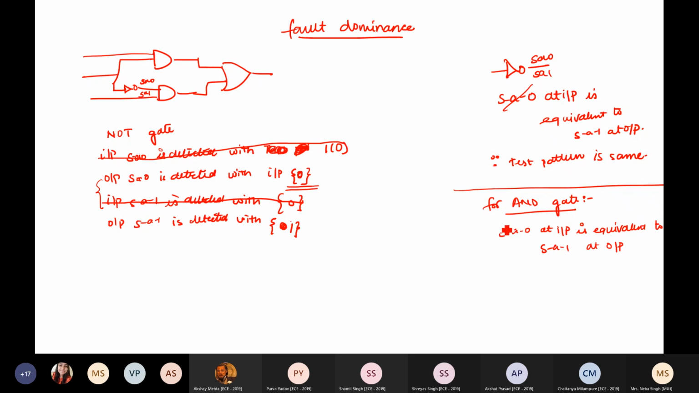Hence we collapse the stuck at 0 fault at input. Why are both there? Because we wrote test patterns for stuck at 0 and test patterns for stuck at 1. The same test pattern will be able to detect both the faults. Therefore, we say that the faults are equivalent. So we collapse the stuck at 0 faults at input. Right? So the stuck at 0 fault will be removed from here. It was existing at the output of the NOT gate, but then it will be eliminated for this reason from the input of my AND gate.